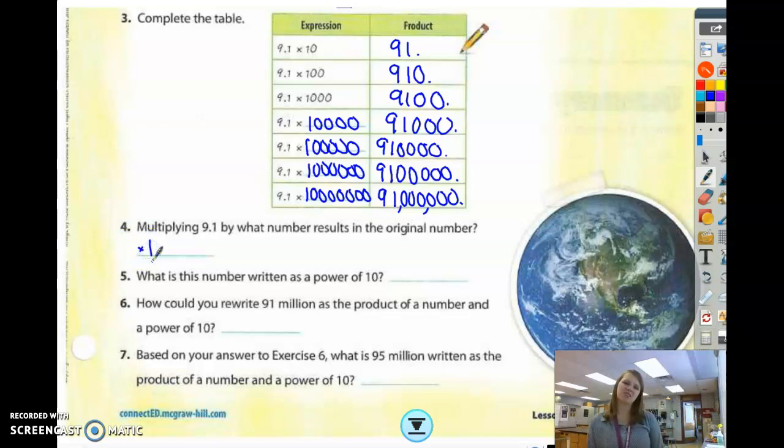So times 1 gives you the original number, but we've been doing all kinds of... yeah, I think it's just 1. Maybe that's it. Let's just leave it. Times 1. Number 5 says, what is this number written as a power of 10?